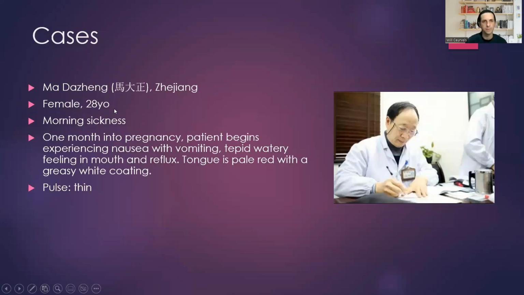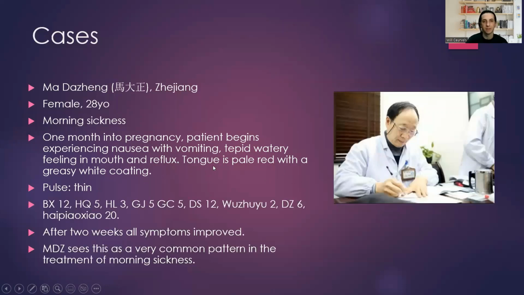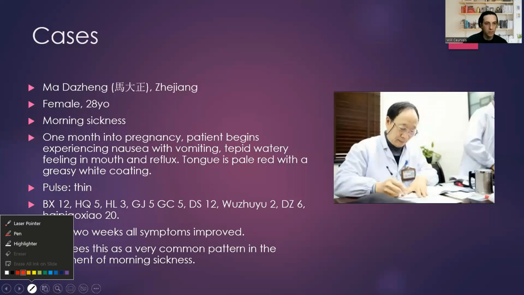female, 28 years old. 1 month into pregnancy, experiences nausea with vomiting, tepid watery feeling in the mouth, and reflux. Tongue is pale red with a greasy white coating. The pulse is thin. Okay. So after 2 weeks, all symptoms improved. And so we see the formula here.